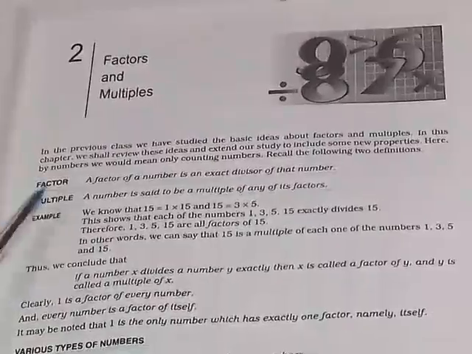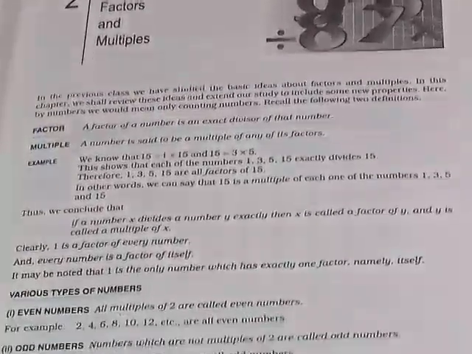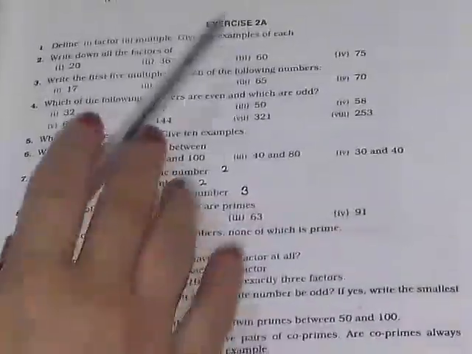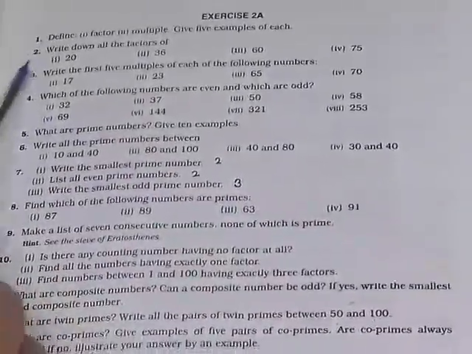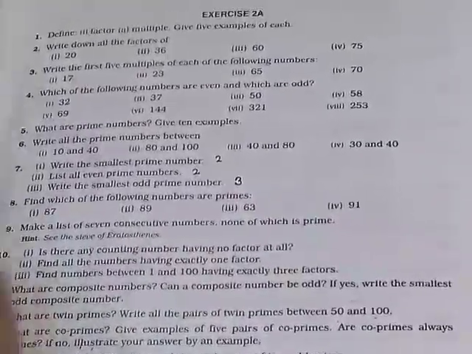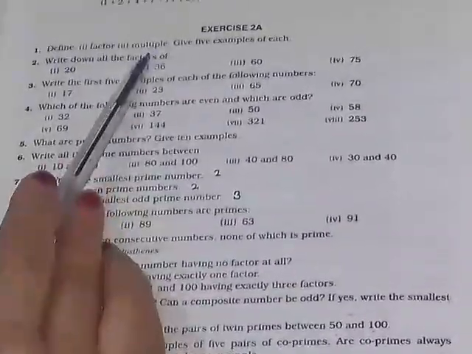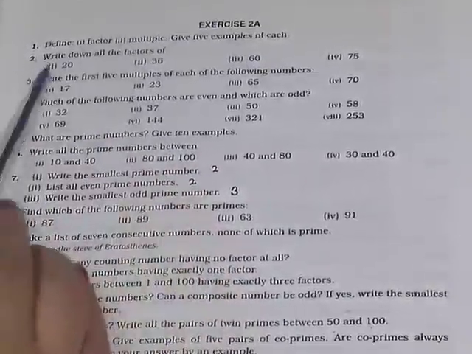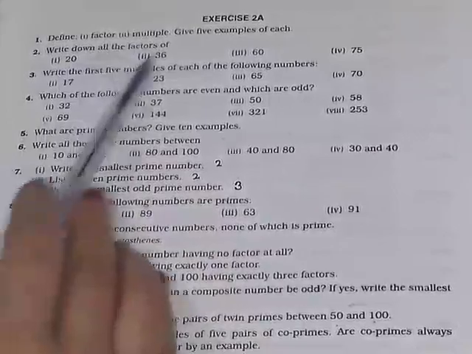In the first video I told you the introduction of the chapter. Now we will start Exercise 2A. Most of the questions in the exercise are definitions which we have done in video 1. The first question is: define factors and multiples, give 5 examples of each. This we have done. Next is: write down the factors of these.